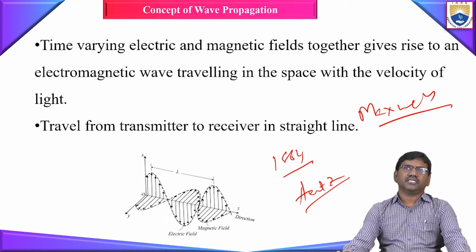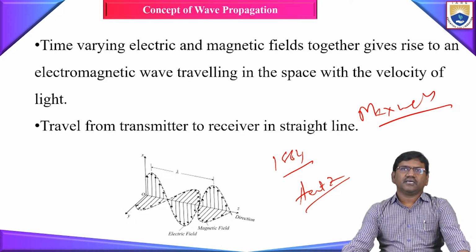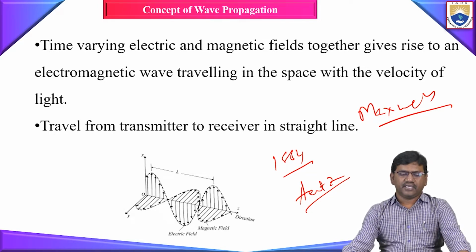Maxwell said that whenever a time varying AC signal is given to a conductor, electric and magnetic fields are produced, which give rise to electromagnetic waves traveling in space with the velocity of light. And Hertz said that all the electromagnetic waves produced from the antenna travel from the transmitting antenna to the receiving antenna in straight lines.